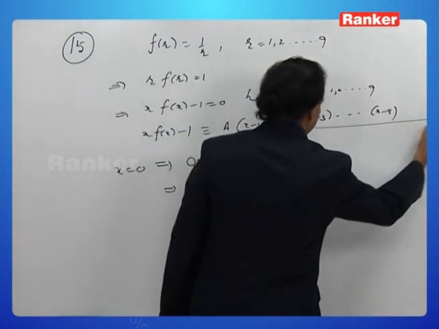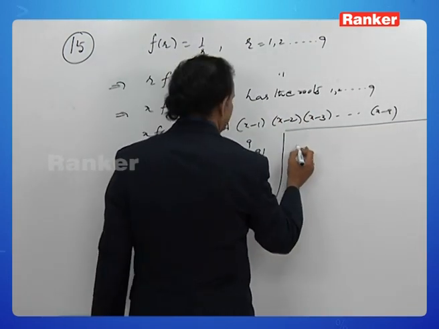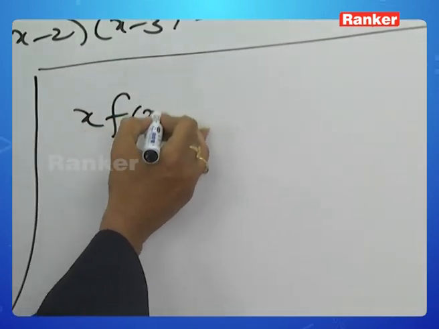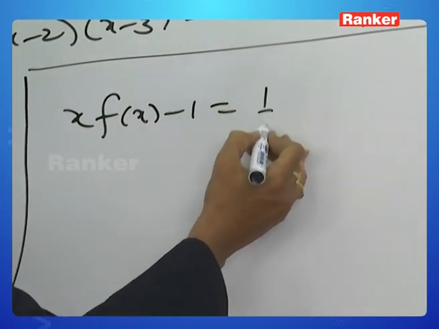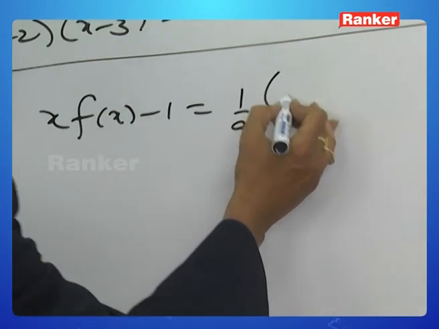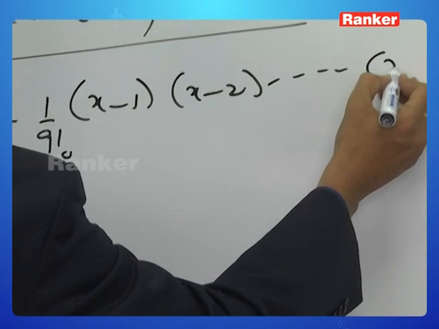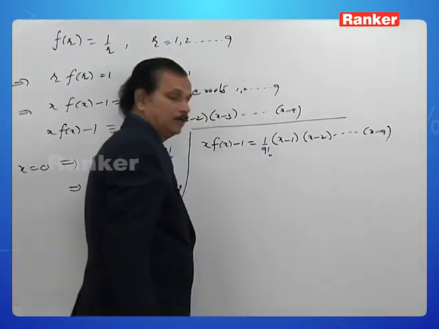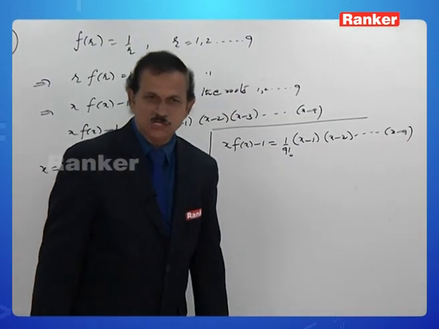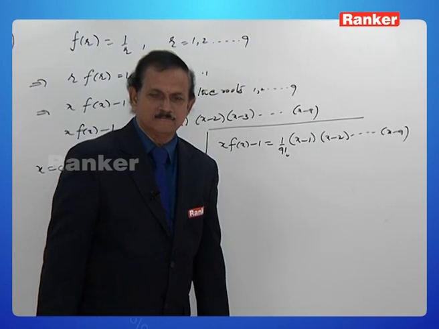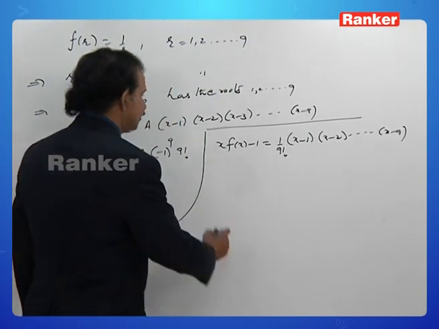After knowing a, x into f of x minus 1 is therefore equal to 1 by 9 factorial into x minus 1 into x minus 2 and so on up to x minus 9. What value would you like to have? f of 10, taking x is equal to 10.